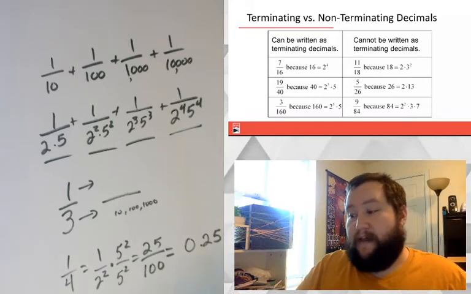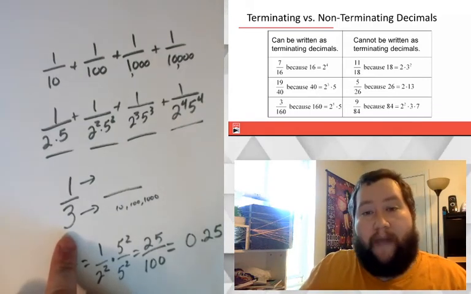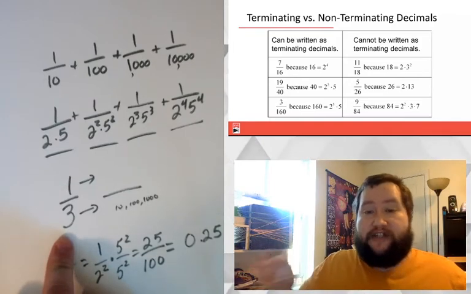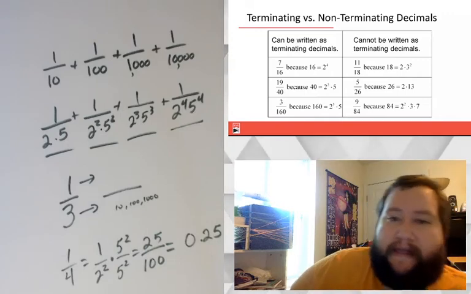Non-terminating decimals, like a third, won't, because there's no way we can multiply a 3 and magically turn it into a combination of 2's and 5's. It'll never work out that way.